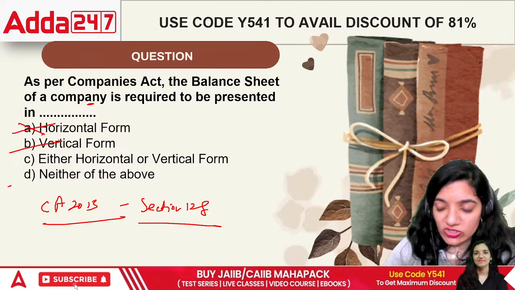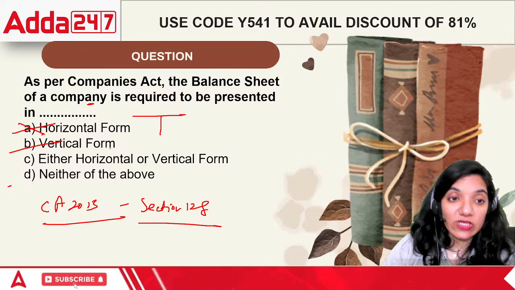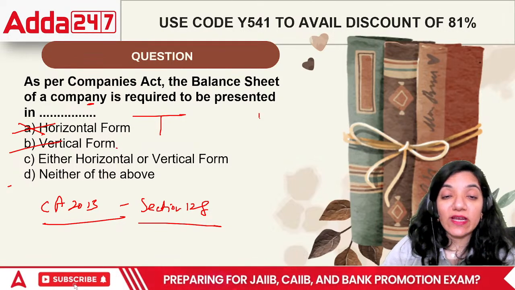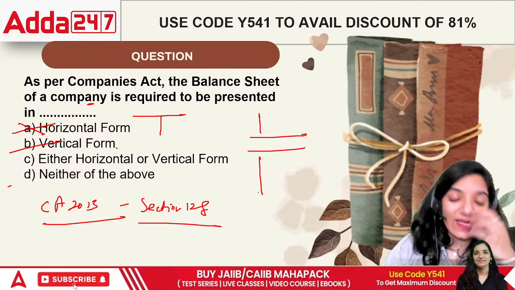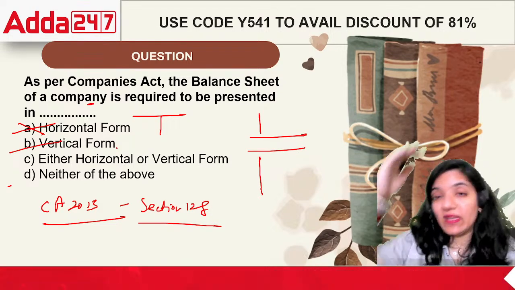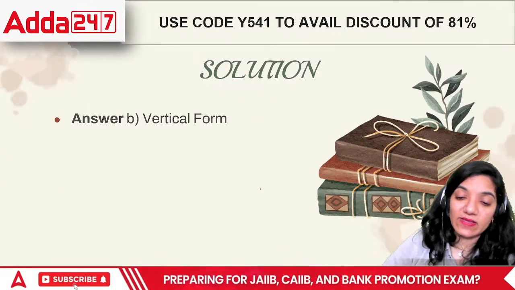The horizontal method is used for sole proprietorships and partnerships. What they create is a T-shaped account. In the horizontal form, first of all, they write all the equity and liabilities, and then they write all the assets, and all the books of accounts are prepared in this manner. So it is the vertical form.